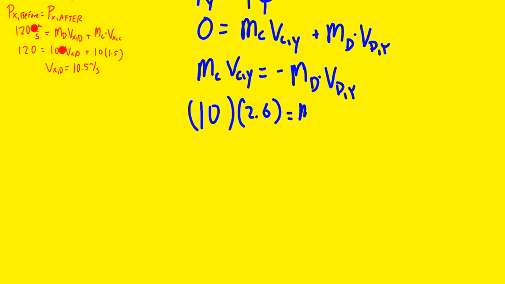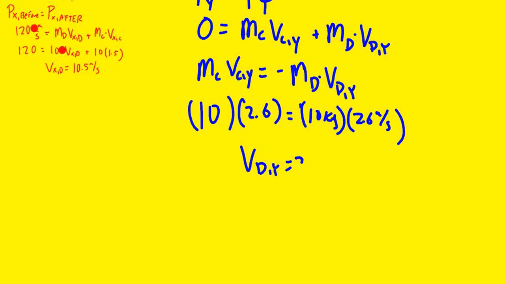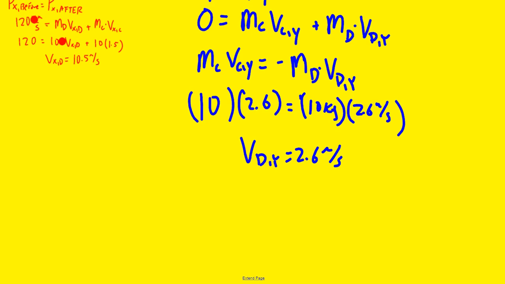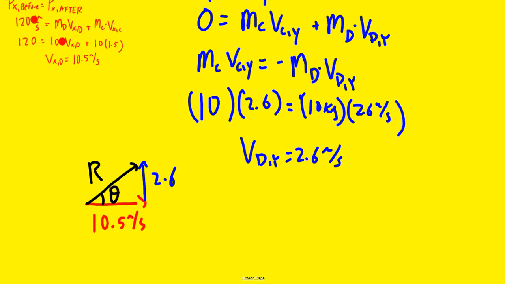Because object D has the same mass, 10 kilograms, it also has to be moving at 2.6 meters per second. And so we finally have the velocity of D in the y direction is 2.6 meters per second. To get our answer, let's look at the two velocities we found. In the x direction, it's moving at 10.5 meters per second. In the y direction, it's moving at 2.6 meters per second. The resultant velocity and angle can be found using the Pythagorean theorem and basic trigonometry.